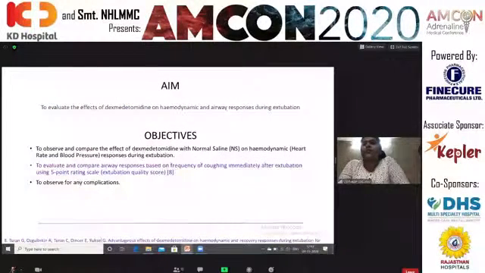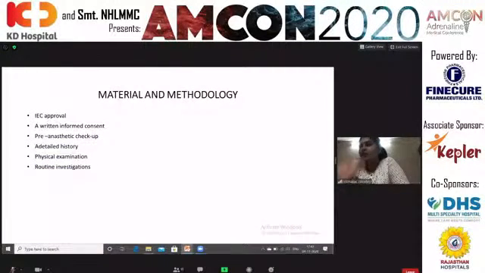The aim of my study is to evaluate the effect of dexmedetomidine on hemodynamic and airway response during extubation. Objective: to observe and compare the effect of dexmedetomidine with normal saline on hemodynamic, heart rate, and blood pressure responses during extubation. To evaluate and compare the airway responses based on the frequency of coughing immediately after extubation using a 5-point rating scale, which is the extubation quality score, and to observe for any complications. Next, please. Material and methodology.